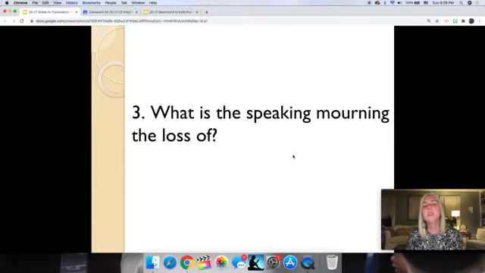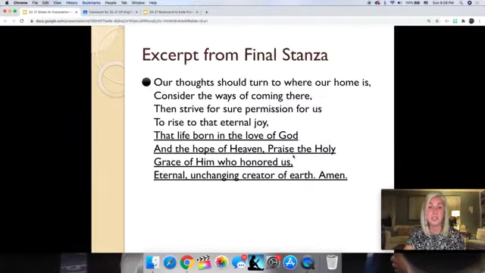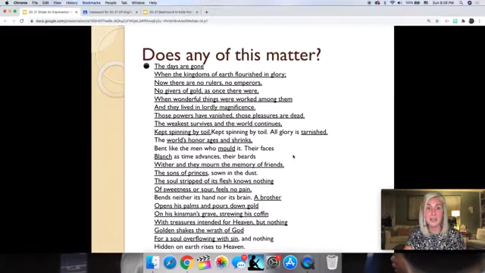All right, what is the speaker mourning the loss of in this poem? Gone are the glory days when there were givers of gold and kings and the kingdoms flourished. He laments, if we go back a couple slides, right here where he talks about things that were much better, and now the weakest are surviving, the world is spinning by toil. He misses the days when the kingdoms of earth flourished in glory, and he says now there are no rulers or emperors or givers of gold as there once were.